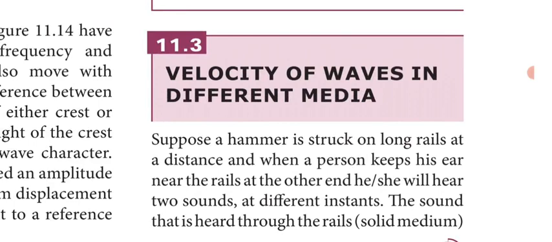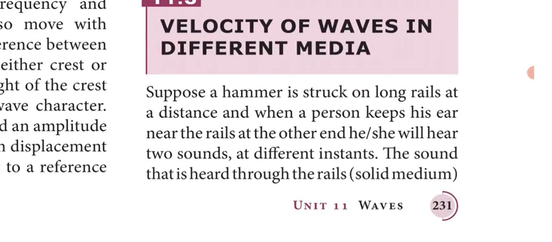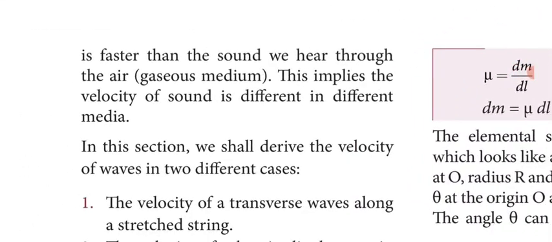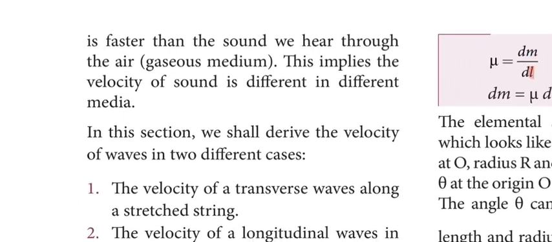Suppose a hammer is struck on a long rail at a distance, and a person keeps his ear near the rail at the other end. He or she will hear two sounds at different instants. The sound heard through the rails, that is in the solid medium, is faster than the sound we hear through the air in the gaseous medium. This implies the velocity of sound is different in different media.